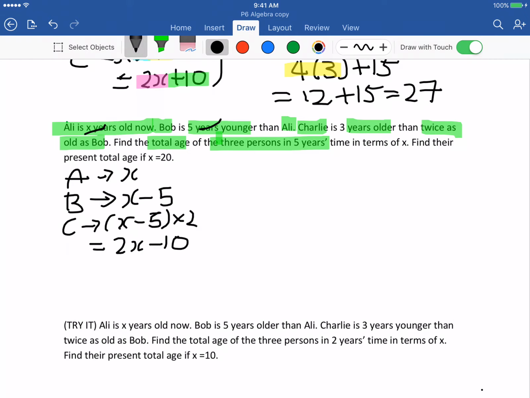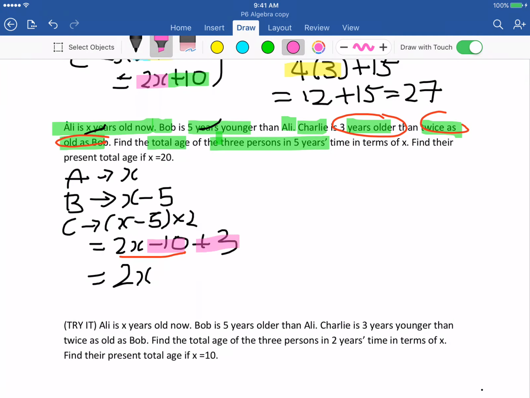However, Charlie is 3 years older than twice as old as Bob. 2x minus 10 is actually twice as old as Bob. Now it's 3 years older, so now we need to add another 3 here. Same thing, 2x. Now this is tricky, you have to remember. This will be negative 10 plus 3. What's negative 10 plus 3? It's actually equal to negative 7.